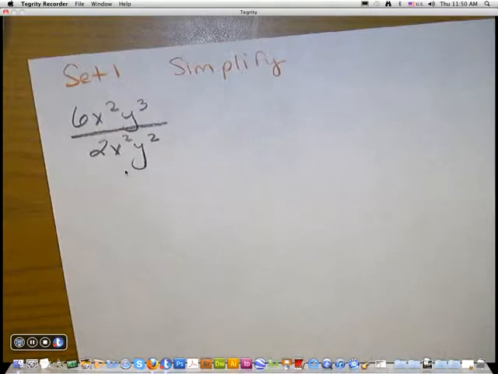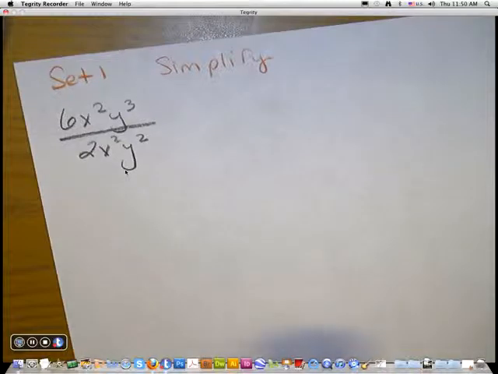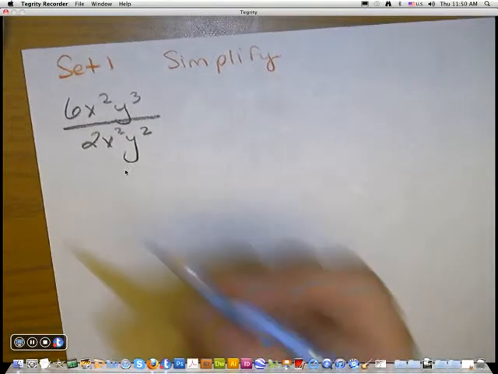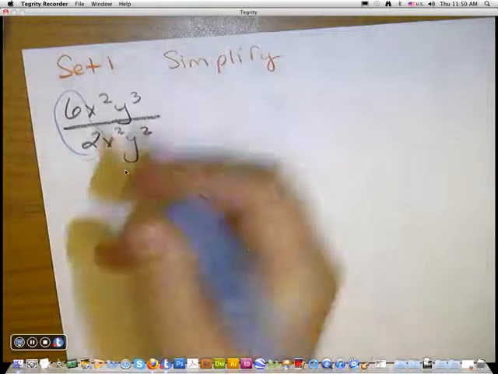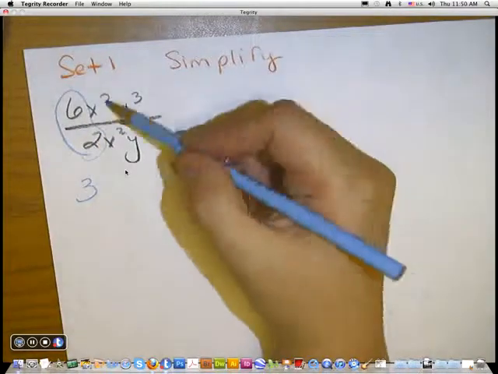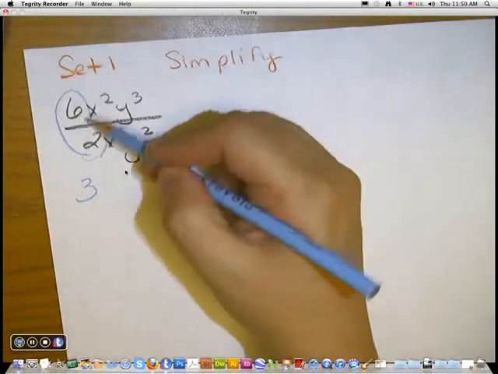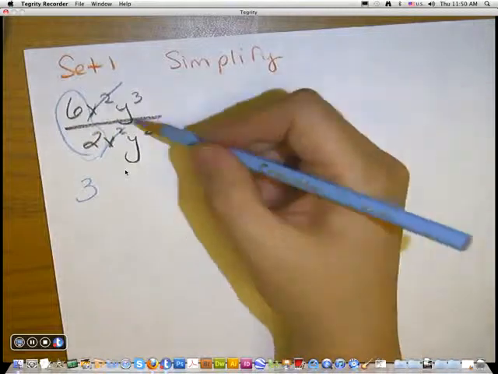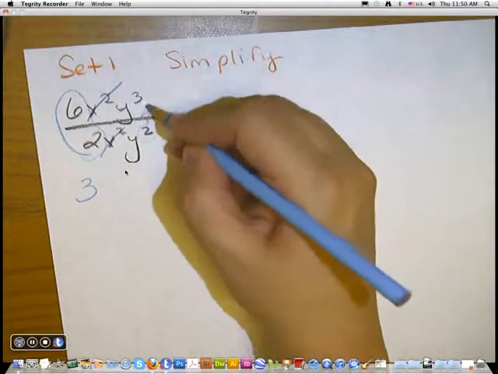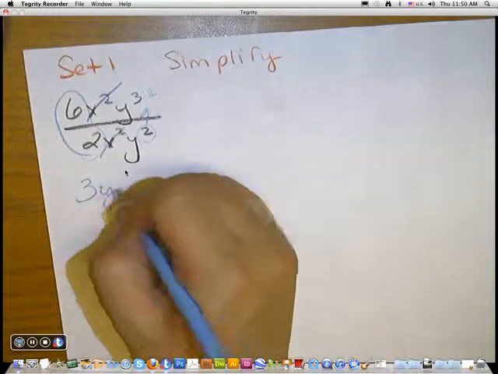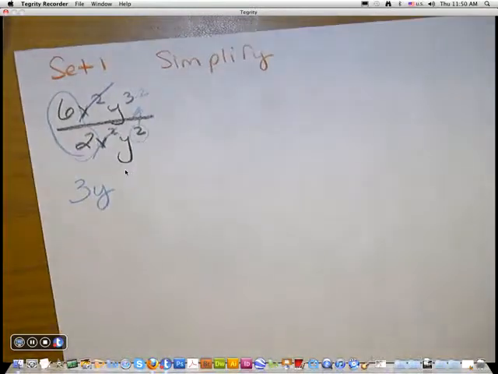6x squared y cubed divided by 2x squared y squared. And when everything's a monomial, we just look to combine like things together. So numbers with numbers, 6 over 2 is 3. Square and square, when they're alike, they reduce. If they're not, we subtract the smaller from the larger and keep it in its position. So whether it's top to bottom, numerator, denominator.